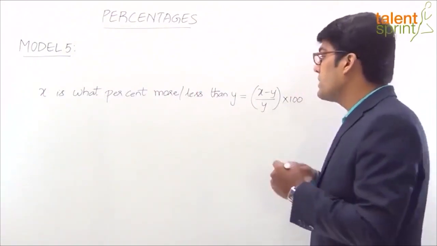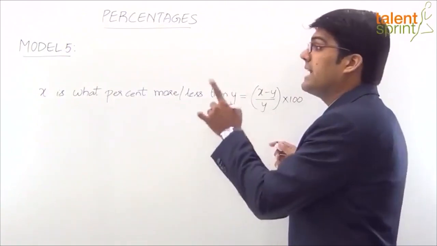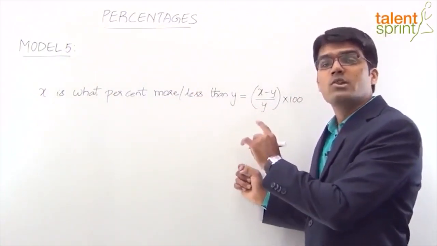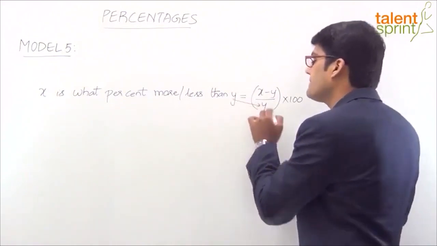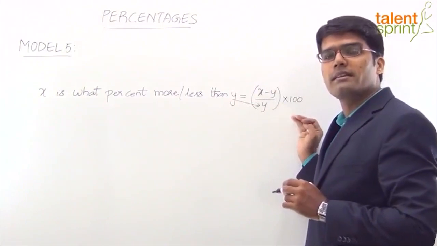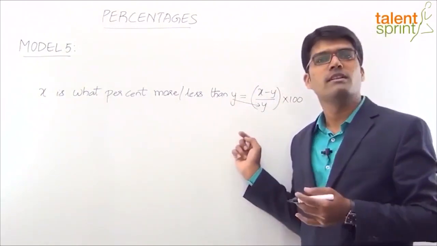Now, an important point to be noted here is that in the denominator, we should always take y. Understand, x is what percentage more or less than y. We are comparing with y. So that is the reason the denominator should always have y here. So simply difference by y into 100. Difference divided by y into 100, right? So like we have seen in the previous model there.